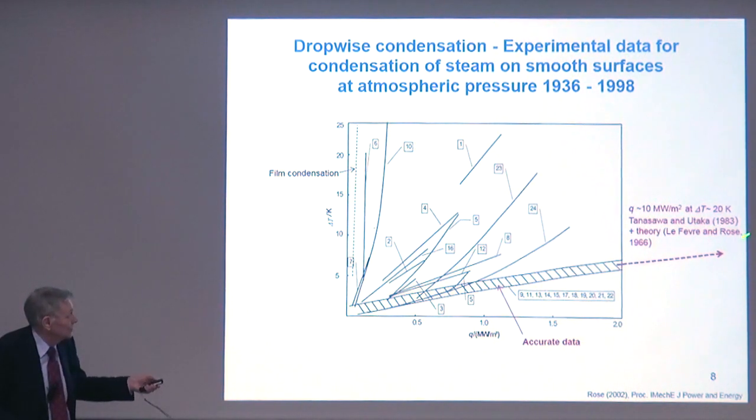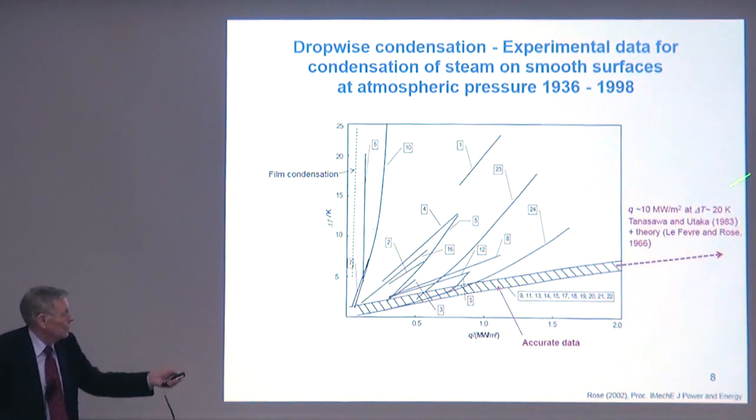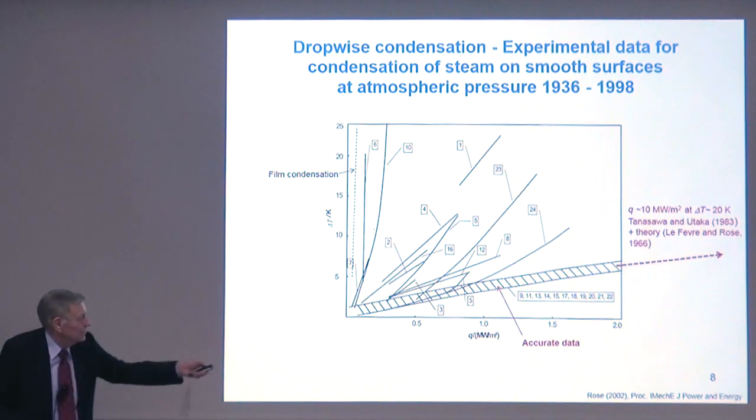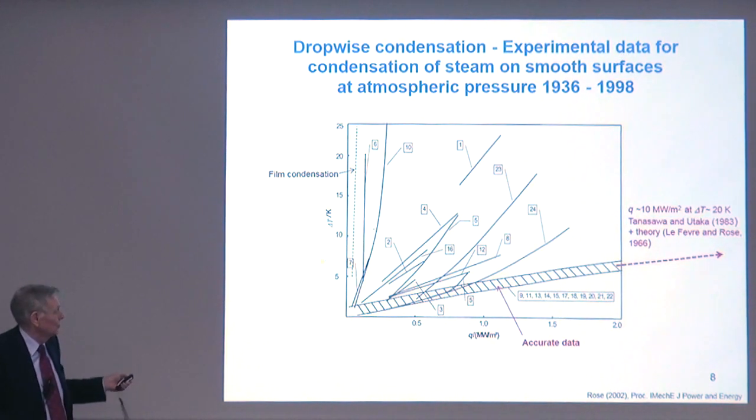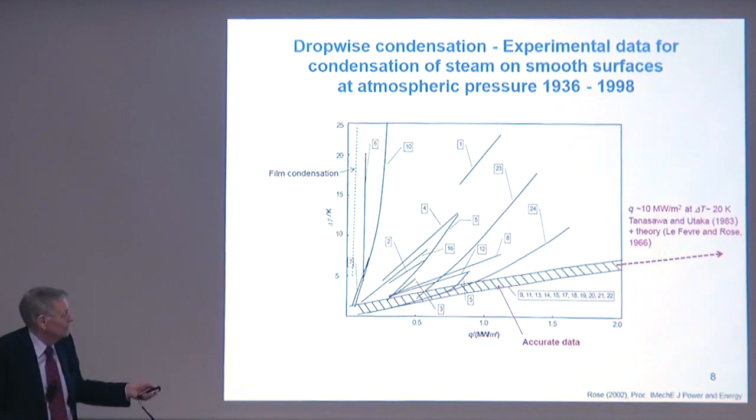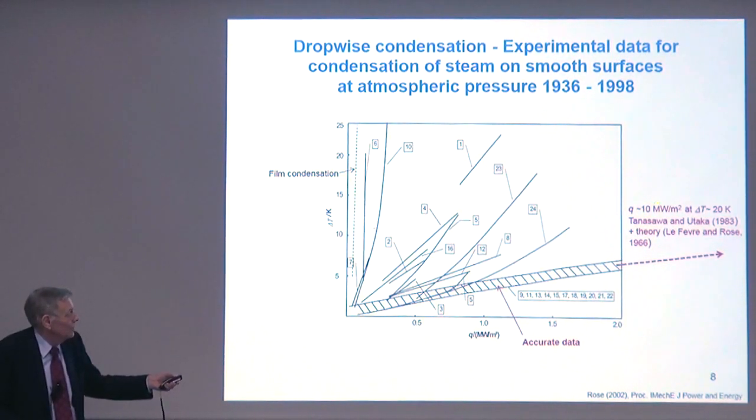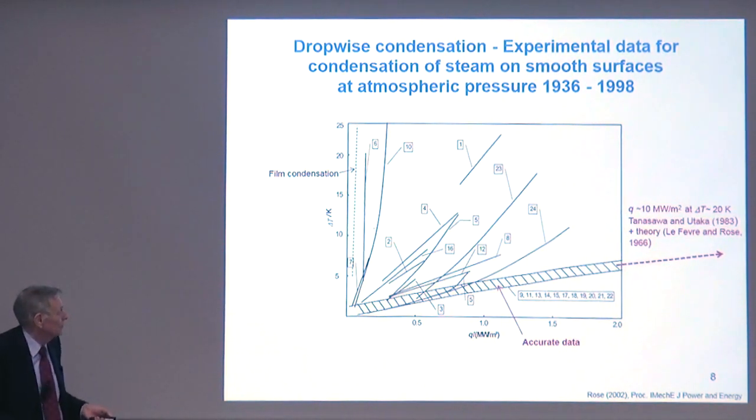Here is the truth. This is interesting. This work was done in Japan by Professor Tanasawa and Utaka, and they extended this to the next room. This is 10, this is 2. So 5 times over there. Had I plotted all of that together, all of this bunch would be in the corner. It follows this same pattern right out to 10 megawatts per square meter. This was done in 1983.